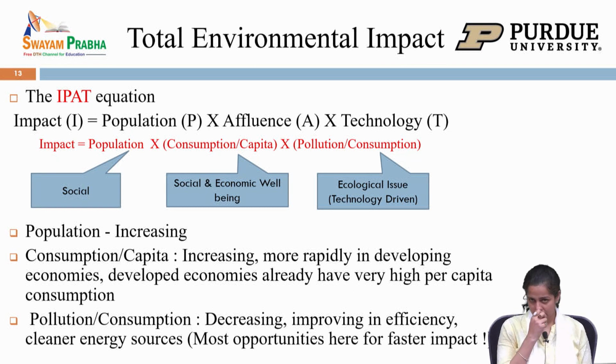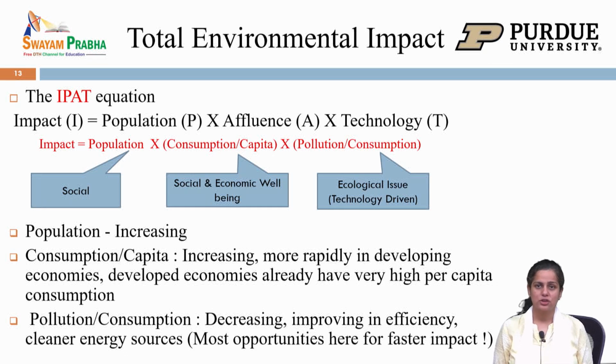So, total environmental impact, the IPAT equation. The equation reads out as: impact is equal to population, affluence and technology. Population is what we call the social dimension. So, as society grows, we have growth in population. The second one, which is the consumption per capita, is related to the affluence. So, social and economic well-being is captured by this parameter.